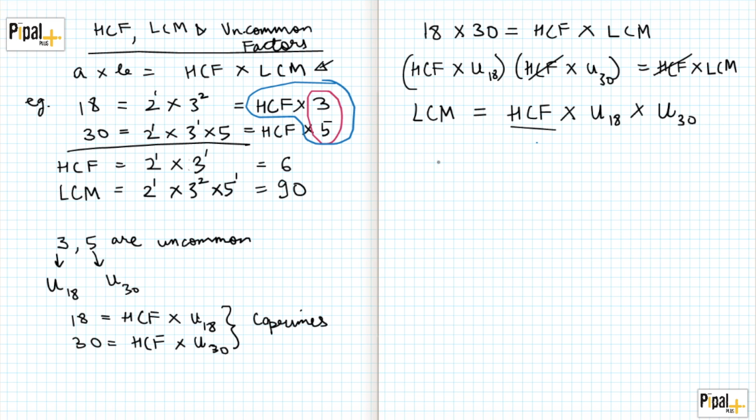So if I generalize this for two numbers A and B, the LCM of two numbers is going to be their HCF multiplied by the uncommon factors in A, that means all the factors which the HCF left out in A, and the uncommon factors in B, which means all the factors which the HCF left out in B, right? So this further gives me my result.